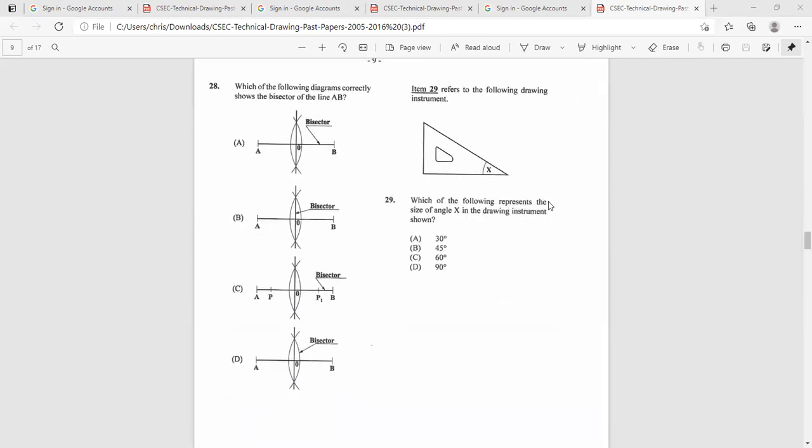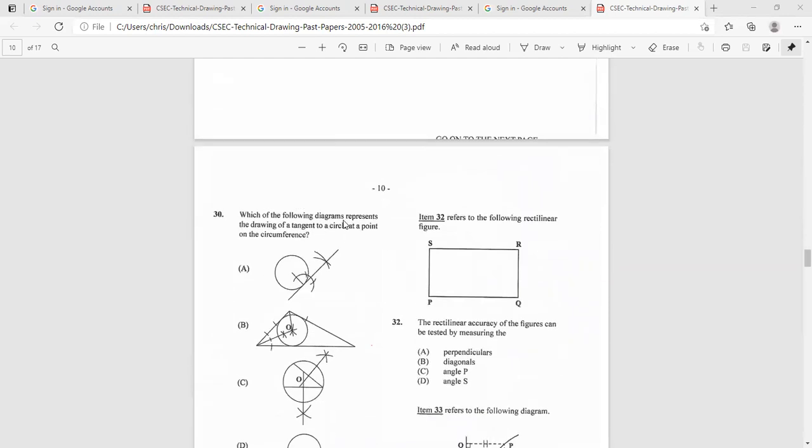Which of the following represents the size of an angle X? This is the bisector right here. This is the bisector of the line. All right, sir. What is the X right here? What's the value for X right here, gentlemen? Which of these should be the value for X? 30. Yeah, 30.